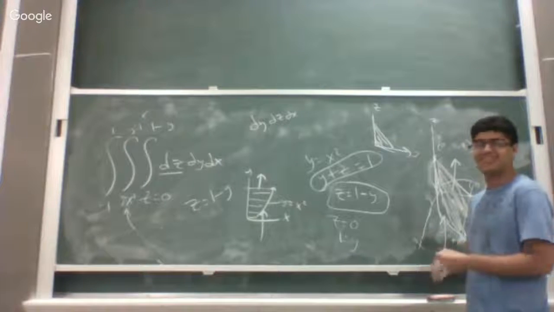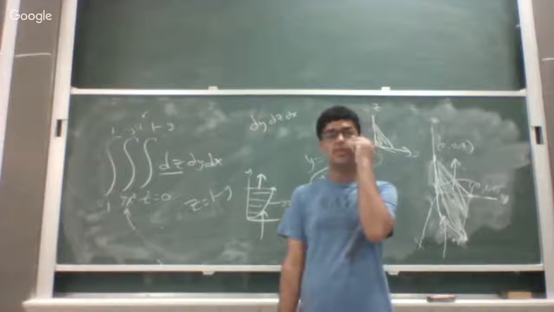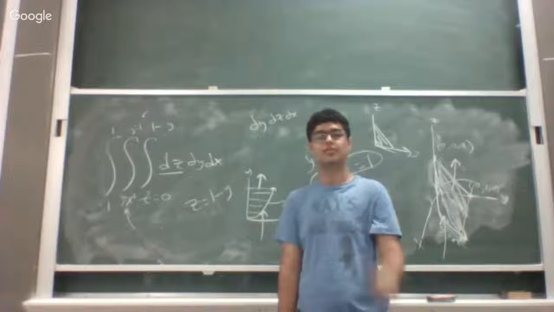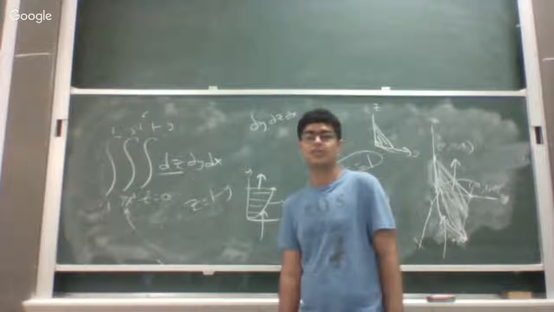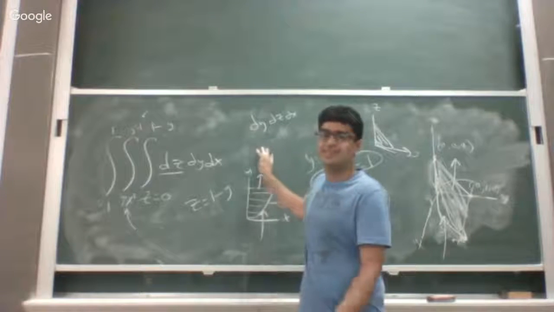You want to manipulate the equation so that what you're looking for, for example, z equals 0 and z equals 1 minus y. Could you do that without drawing it and just by manipulating the equations? And just convert it into dy, dz, dx?